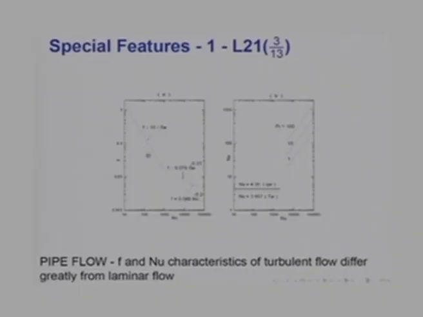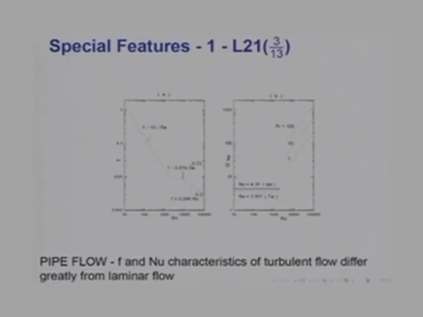You will see that in laminar flow, friction factor was inversely proportional to Reynolds number, but later it becomes inversely proportional to the Reynolds number to the power of 0.2, and the slope of the line clearly changes. Significant difference between laminar and turbulent flow.